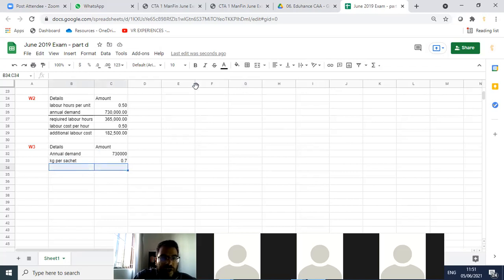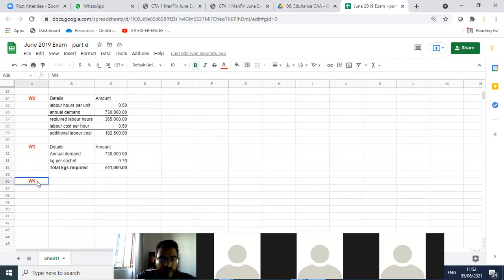So this will give us the total required kilograms. So total kgs required is equal to that multiplied by 0.7. So there we go. We require annually 511,000 kgs. Okay, so now we can work out the raw material costs.